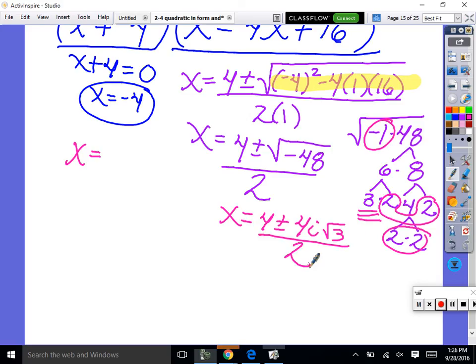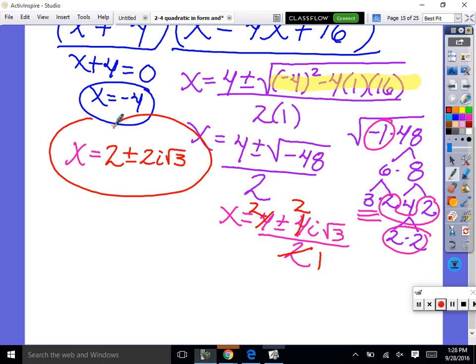Then you would say, do all three things divide by 2? Yes. So this becomes a 1, a 2, and a 2. So my final answers are x is equal to negative 4 and x is equal to 2 plus or minus 2i square root of 3. Anything divided by 1 is just itself. We have 1, 2, 3 solutions. Wasn't it degree 3? Yes. Questions on that?